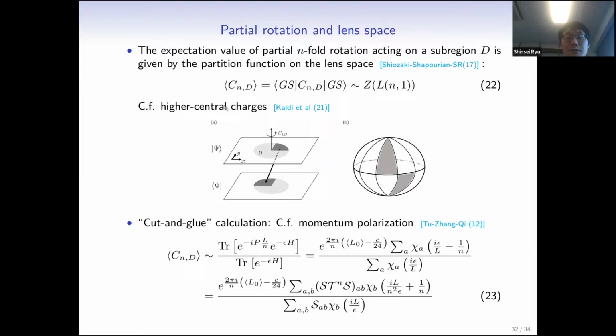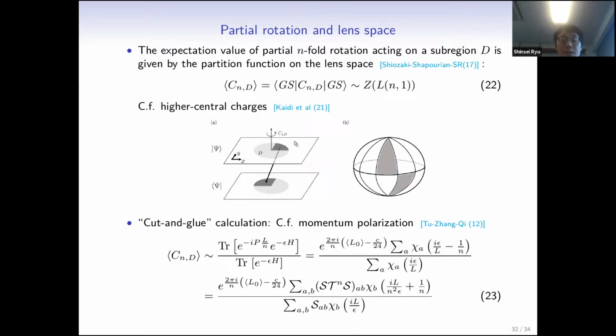Anyway, this is another space-time manifold, and as we consider different space-time manifolds, we may be able to capture different parts of the topological data. It is also instructive to consider this quantity by using the edge state approach. So we can compute this quantity using the boundary conformal field theory.